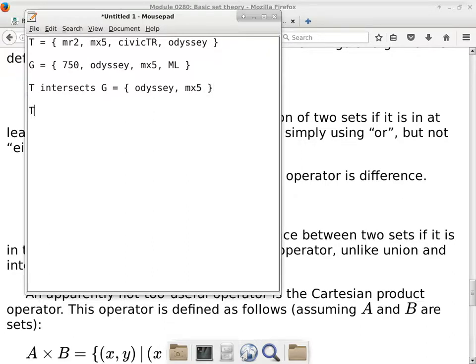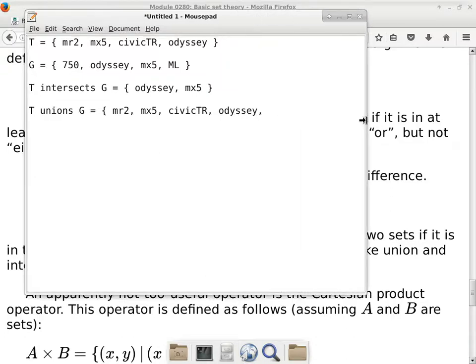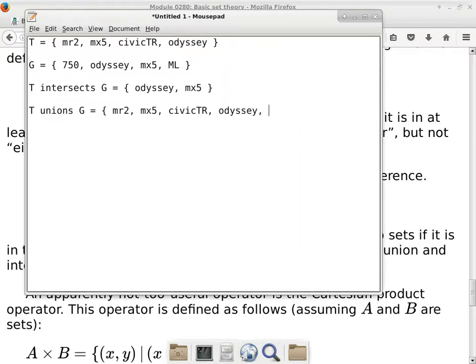What about the union? The union will consist of elements that can be found in at least one of these two sets. So what do you think it's going to be? I'm going to be very lazy. What else should I add to it? The 750 and the ML. There we go.